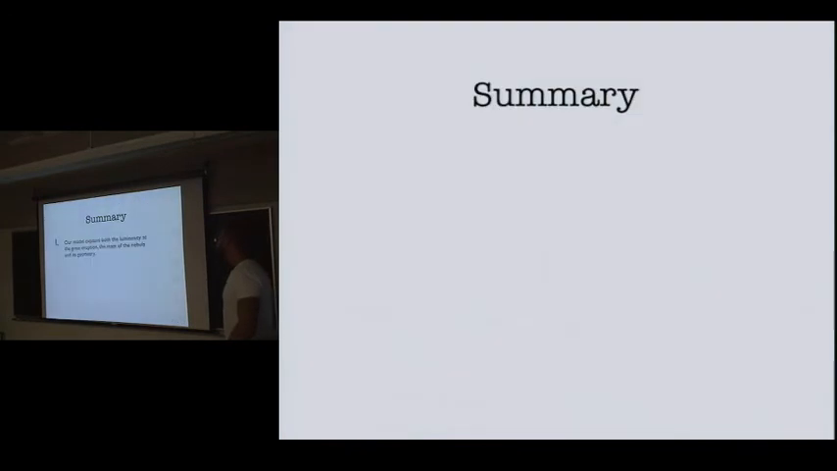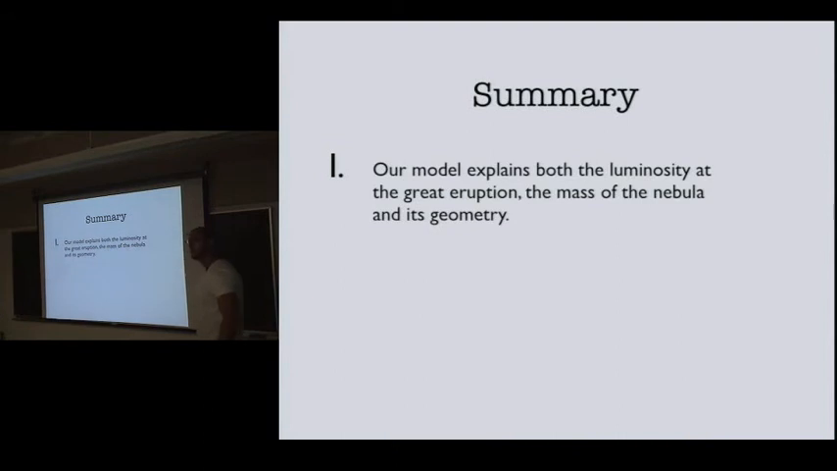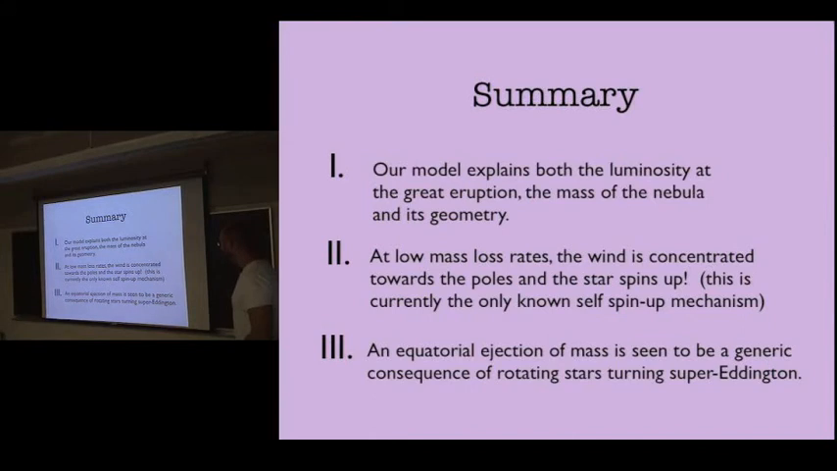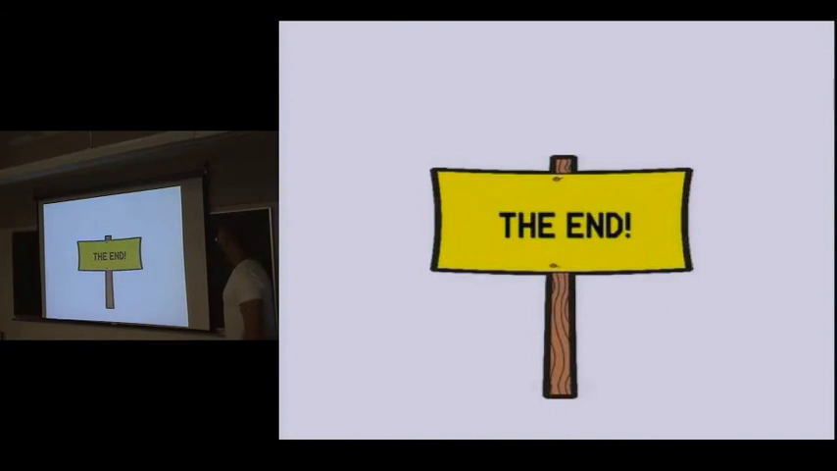So to summarize, our model explains essentially all of the features of eta Carinae: the luminosity of the Great Eruption, the mass of the nebula, and its geometry. Now, at low mass loss rates, we find that the star is able to spin itself up because, as we mentioned, the winds are concentrated enough towards the poles. And I would like to add, this is currently the only known self-spin-up mechanism. And finally, we see that an equatorial ejection of mass is a generic property of rotating super-Eddington stars just at the onset of an eruption. So thank you very much.